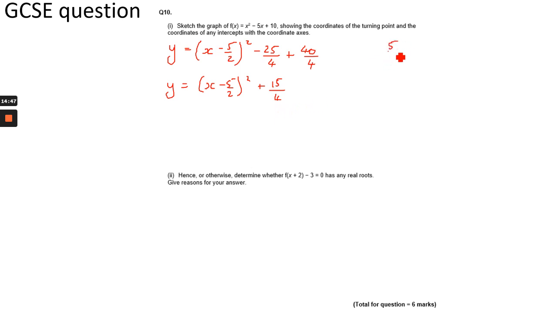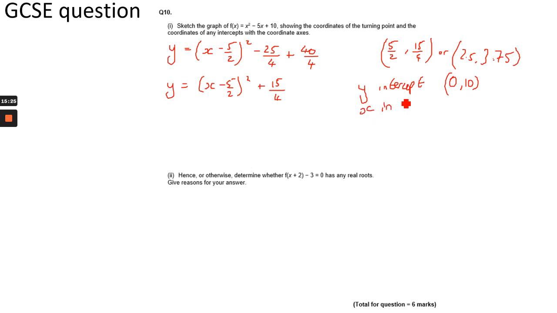My minimum point is going to be (5 over 2, 15 over 4), which might be easier to plot as decimals. 2.5, and then this one is going to be 3 3/4, I believe, so 3.75. Y-intercept, so what happens when x is equal to 0? Well, that's going to give you 25 over 4, and 25 over 4 plus 15 over 4 is going to be 40 over 4, which is 10, so that's going to give you (0, 10).